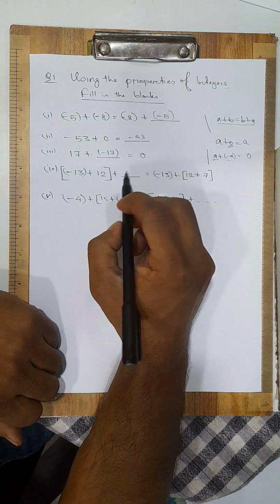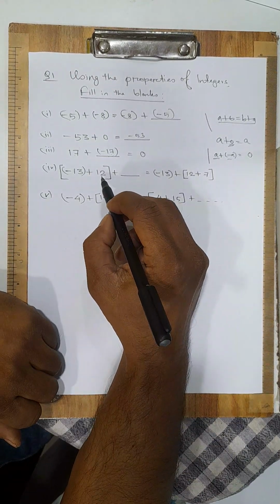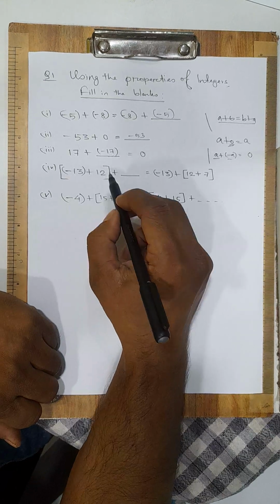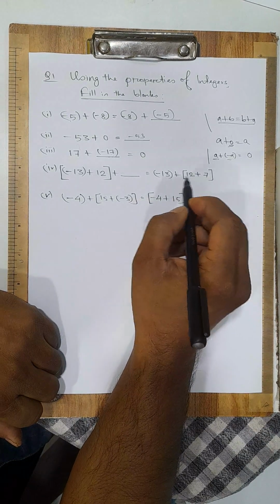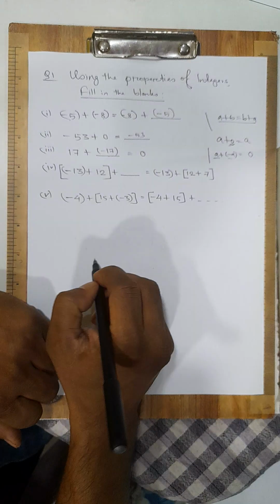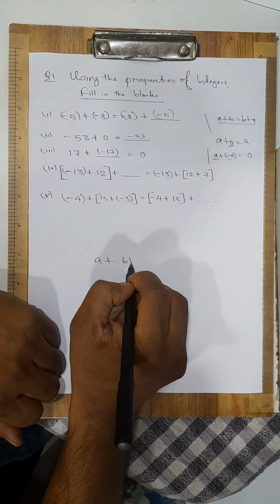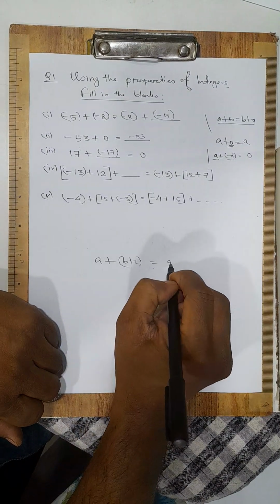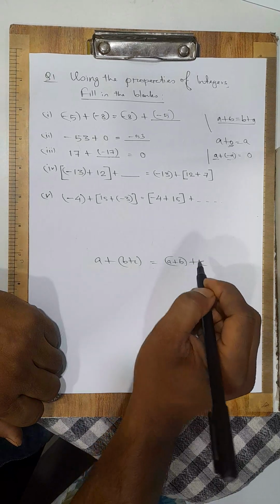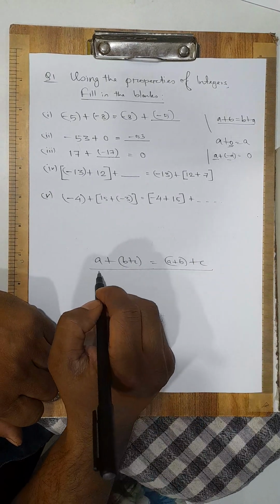So you see the change of bracket, the position of the bracket. You see 12 plus 7 minus 13. You remember this property, (a + b) + c equals a + (b + c). So this is called the associative property.